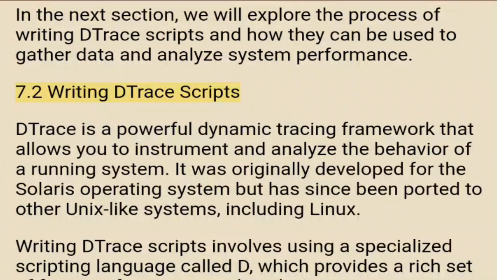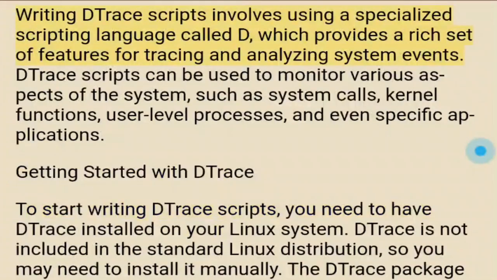7.2 Writing dtrace scripts. dtrace is a powerful dynamic tracing framework that allows you to instrument and analyze the behavior of a running system. It was originally developed for the Solaris operating system but has since been ported to other Unix-like systems, including Linux. Writing dtrace scripts involves using a specialized scripting language called D, which provides a rich set of features for tracing and analyzing system events. dtrace scripts can be used to monitor various aspects of the system, such as system calls, kernel functions, user-level processes, and even specific applications.